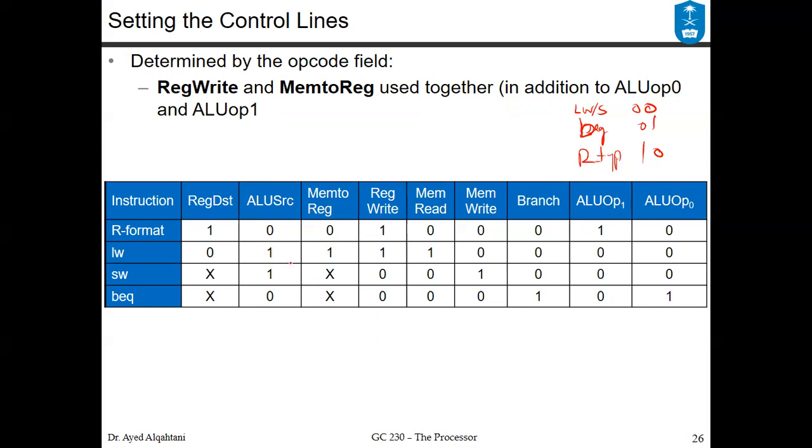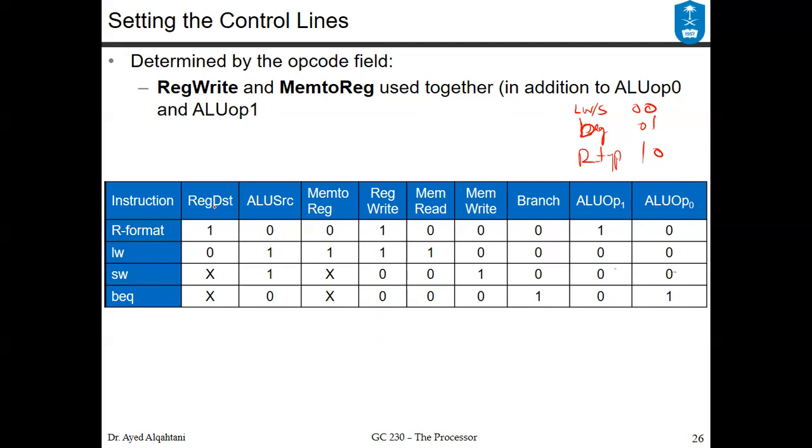Memory to register: for the load, there is a write back. You need to write back from the memory. And because you are writing back from the memory, this should be 1. And since you are writing back, the register write should be 1. Now, this is a memory read. The load is a memory read. So you have memory read equals 1. The memory write equals 0. We are not writing. It's also not a branch, and we get 0, 0 for the load.